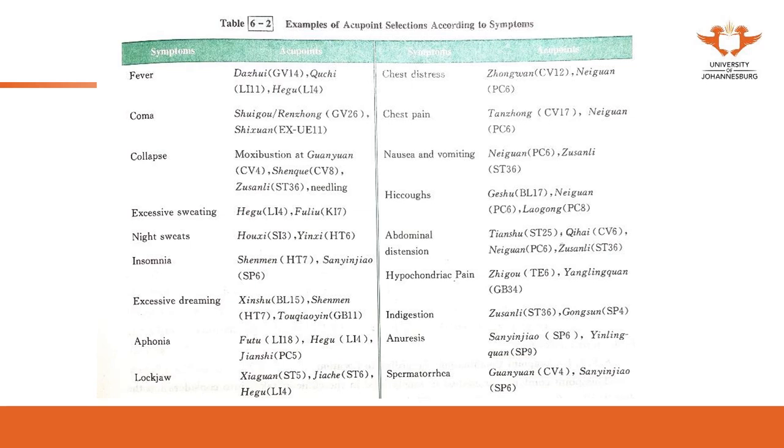Zusanli can be used for the stomach, as it's on the stomach meridian. Indigestion, Zusanli, the stomach. Gongsun, spleen. Indigestion, digestive problems. When we link to the theory, what's the function of the spleen? The spleen governs the transportation and transformation of food and fluid, or the water. That's digestion. So you can choose the spleen meridian.